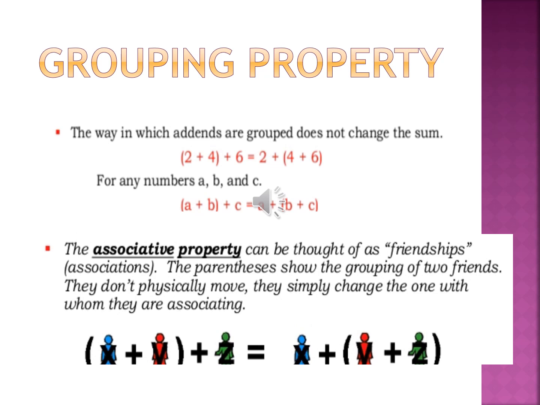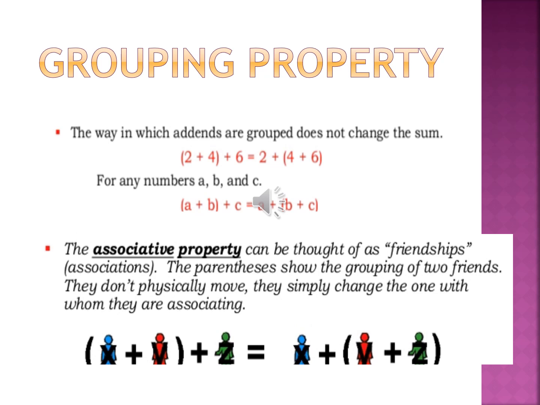So the first day, the blue and the red made a group, and then talked to the green one. The other day, the red and the green one made a group and then talked to the blue one. But the friendship remains the same. So the grouping property says the way in which the addends are grouped does not change the sum.